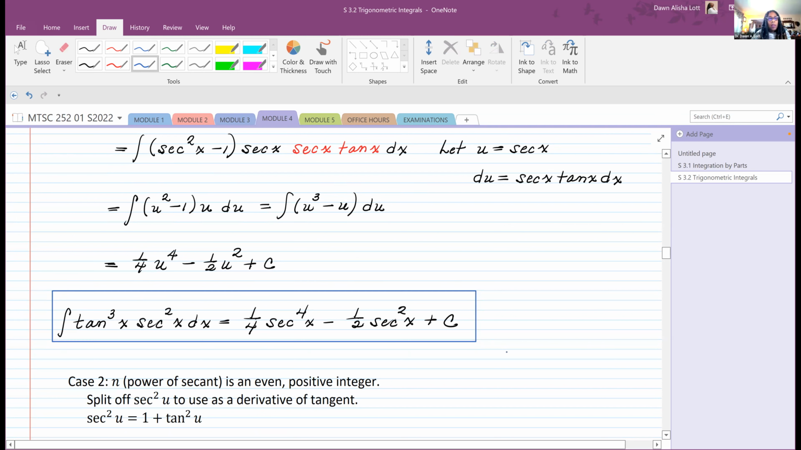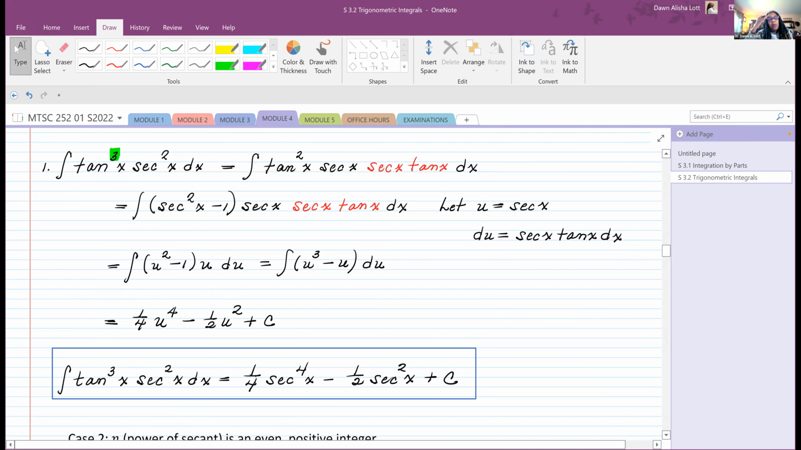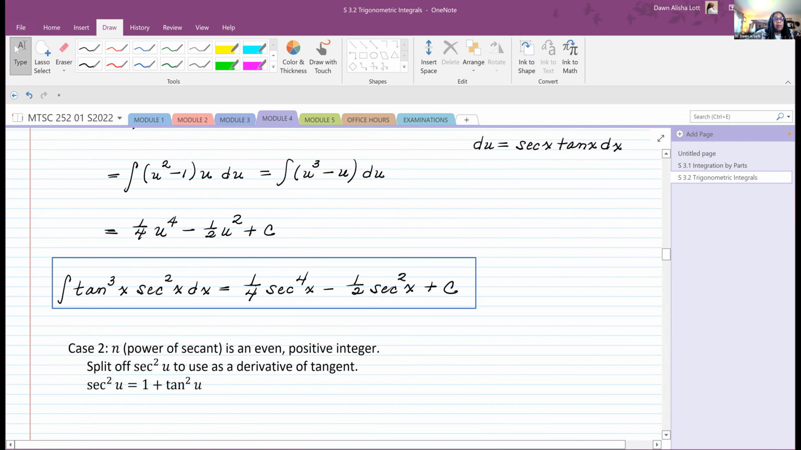Okay, so that is what you do when the power of the tangent is odd.